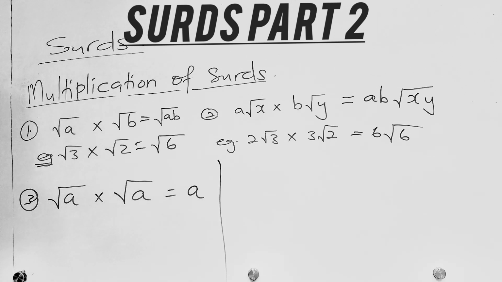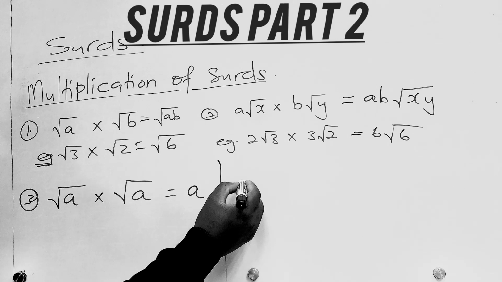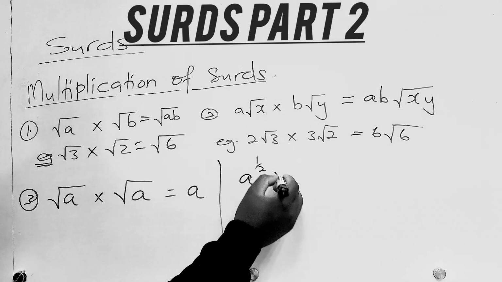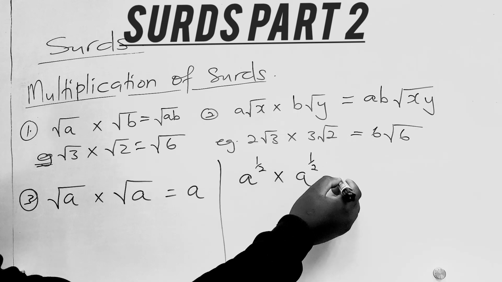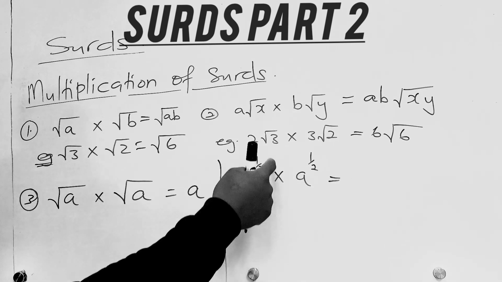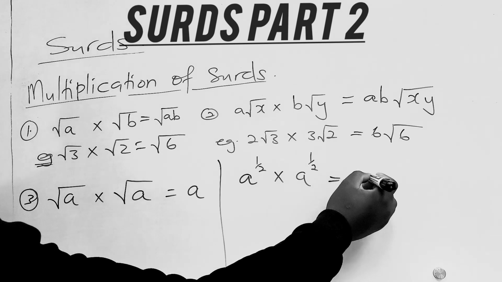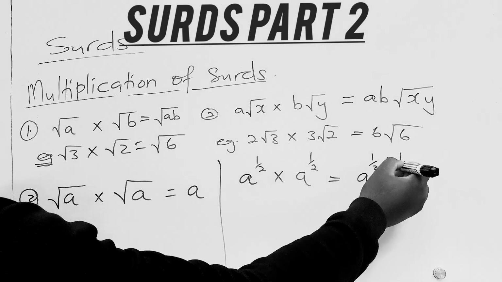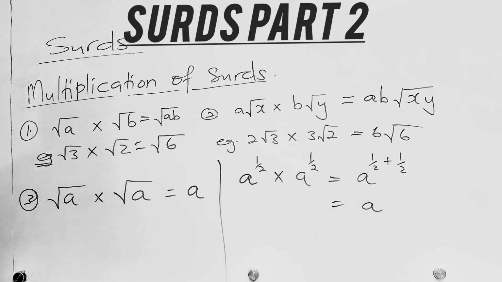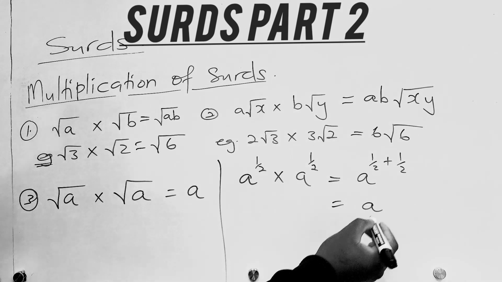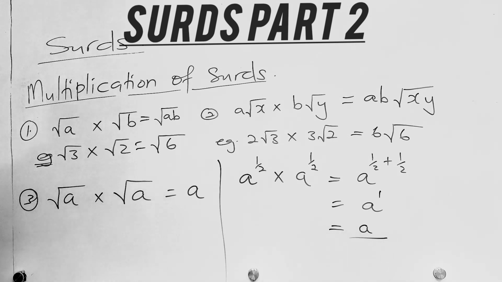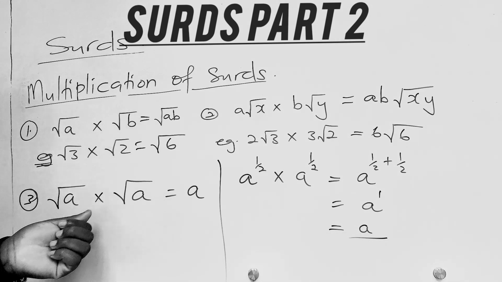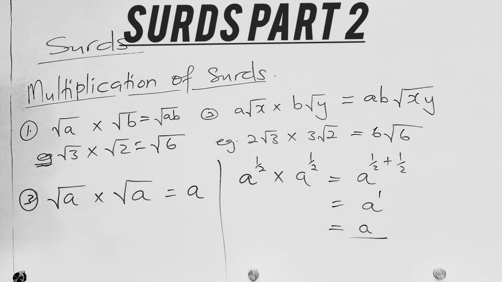So square root, converting it to an exponent, is power half. So this is a power half multiplied by a power half. By laws of exponents, if the base is the same, the exponents add to each other. So we have a power half plus half, which is equal to a power 1. So our answer is a. This is why square root a times square root a is equal to a. We proved it using the laws of exponents.